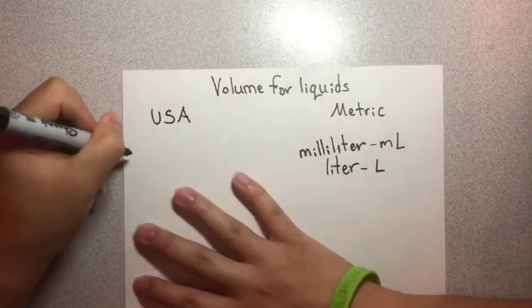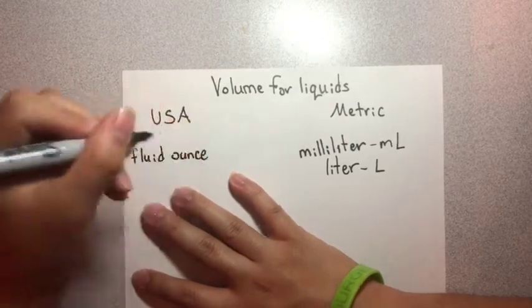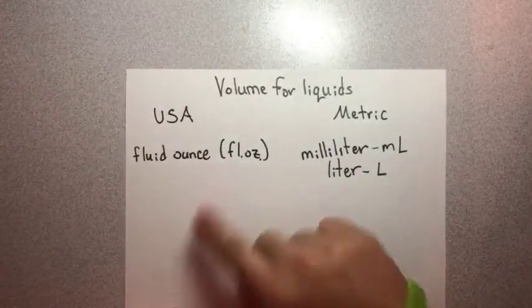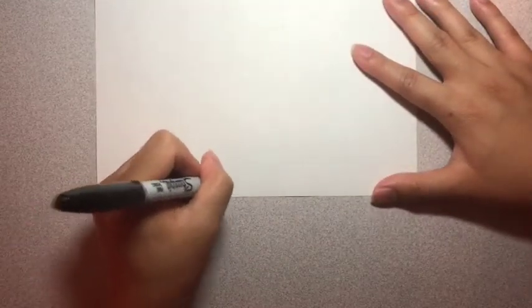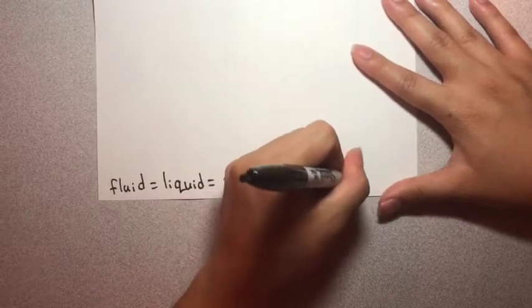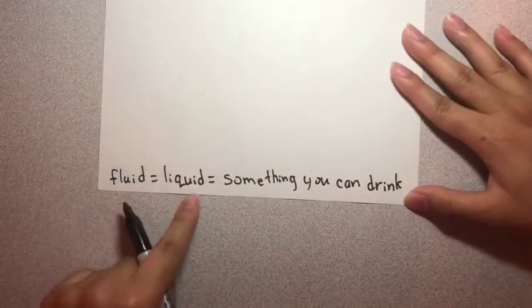In the USA, we have a fluid ounce, or FLOZ. A fluid ounce. A fluid is the same as a liquid. This is the same word here. So, fluid is the same as liquid, which is just another word for saying something you can drink. Something you can drink or something you can pour is a fluid or a liquid.